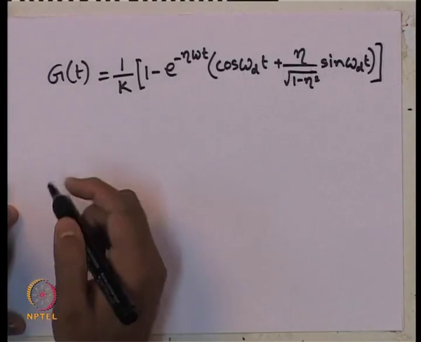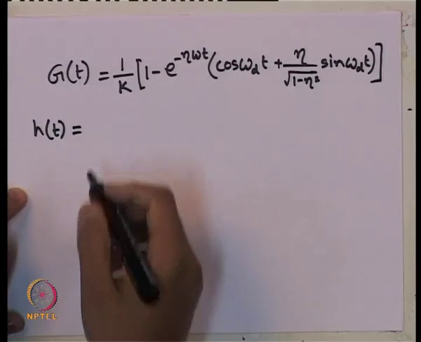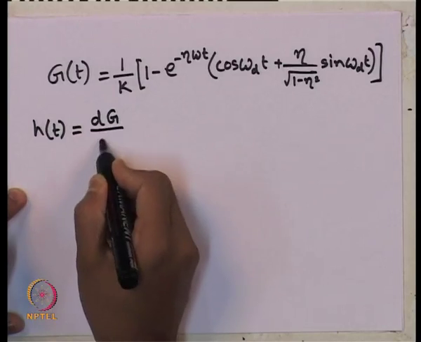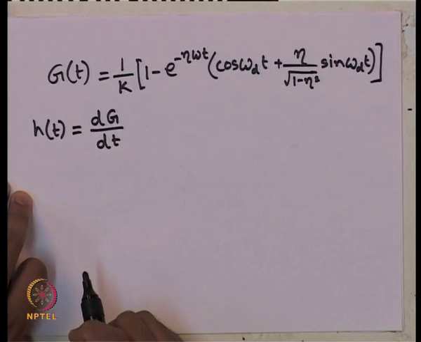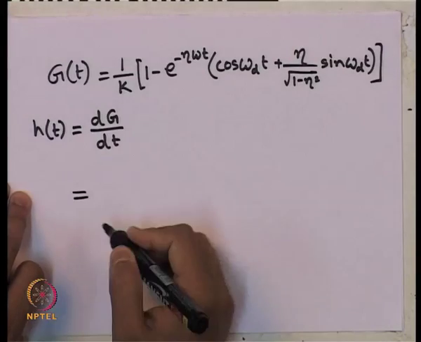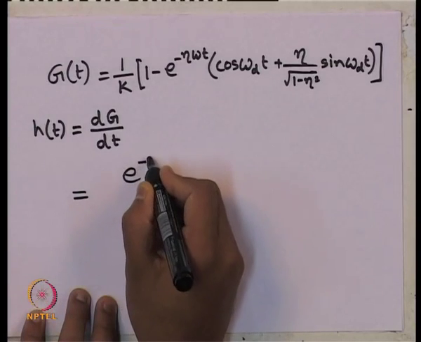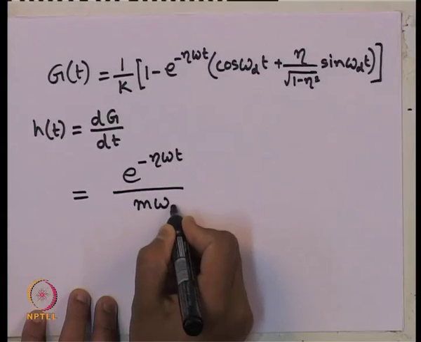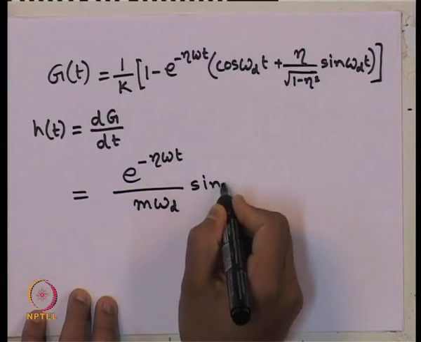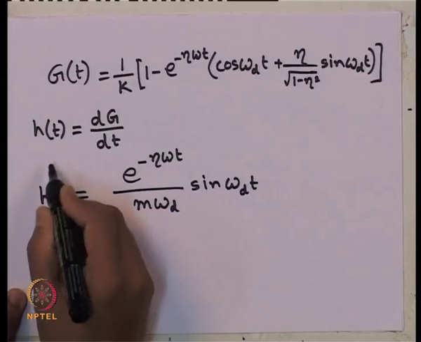So, we need to find out h of t, that is impulse response function, which is nothing but simple dg dt. That is, we need to differentiate this expression with respect to time, we will get the impulse response function. So, if we do that, the simplified form I am giving you, it will come as e to the power minus eta omega t by m omega d times sine omega d t. So, that is the impulse response function.